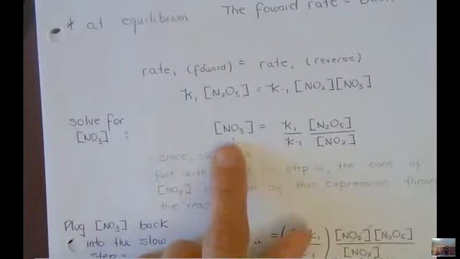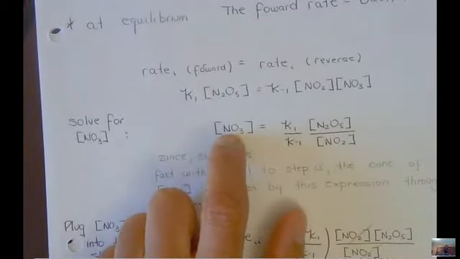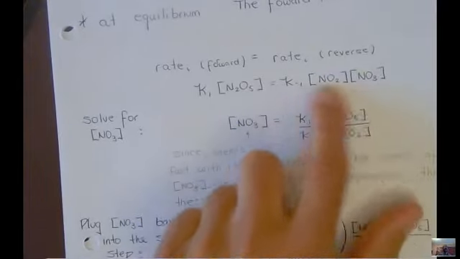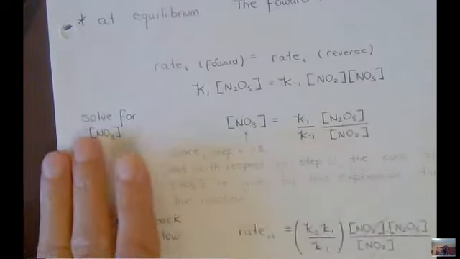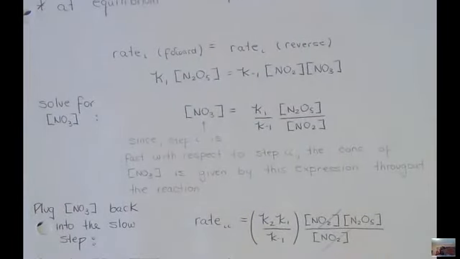So that's what we do. We now know that the concentration of the intermediate NO3 is always going to be this, so we plug that back into our rate law. I'm going to do that on a piece of paper because I should have given you a little bit more detail for that. Let me do that right here.